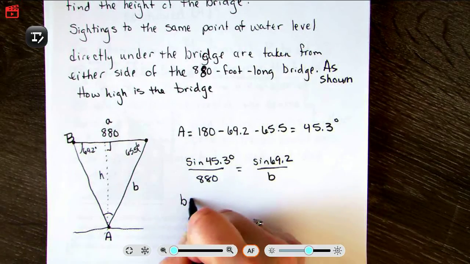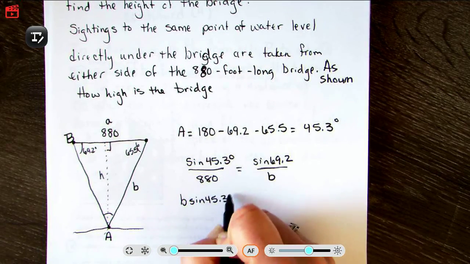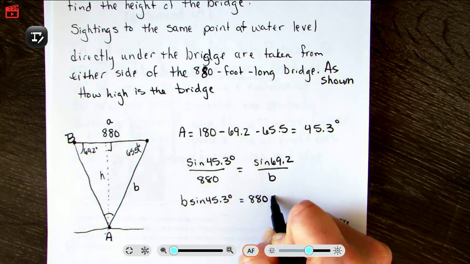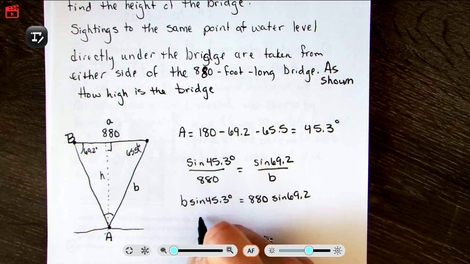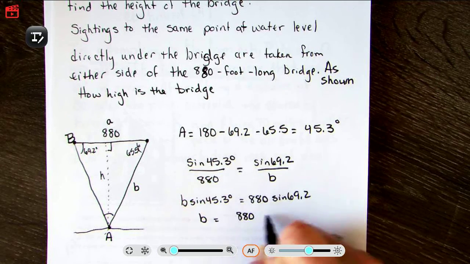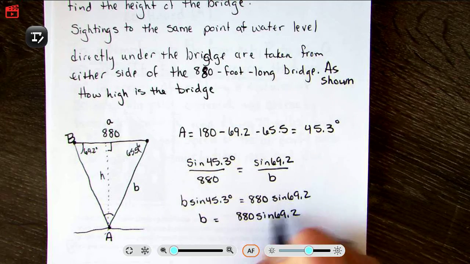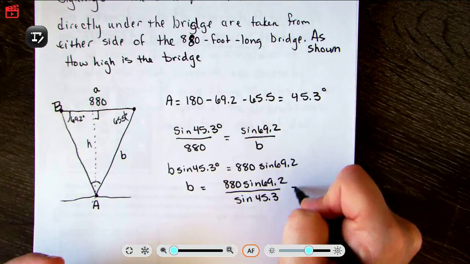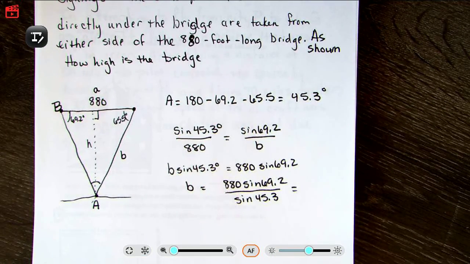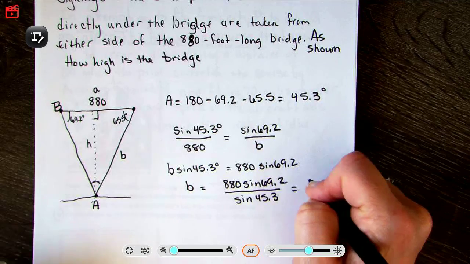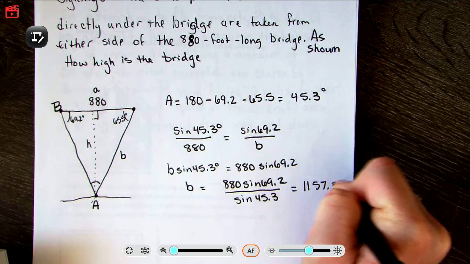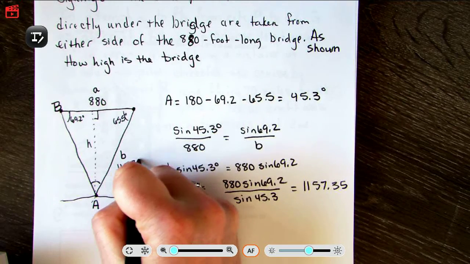Cross multiplying. You guys are getting really good at cross multiplying and dividing. Probably could get away without writing all the steps, but in case you skipped the other two videos, you may need to see it. And now I'm going to go to the calculator and do 880 times the sine of 69.2, and I am in degree mode. Do make sure you are in degree mode. Divide that by the sine of 45.3, and I find that that's 1157.35.